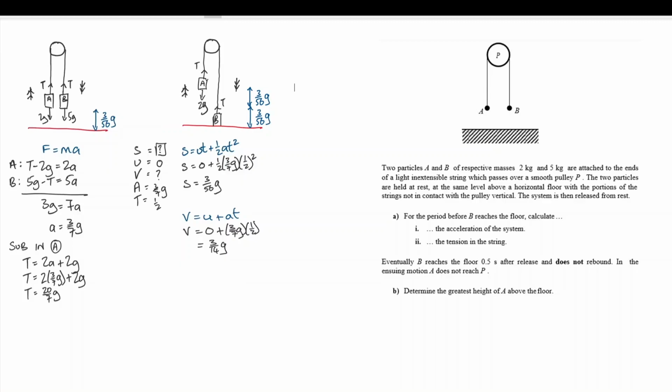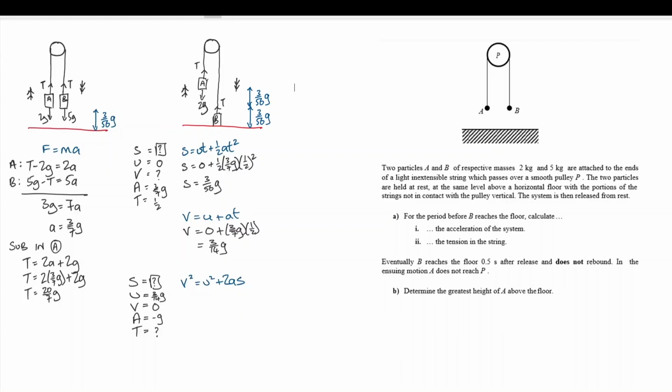Now let's focus on A as it's moving freely. We want to know the greatest height that it might achieve. So, initial velocity, 3 over 14g. We're looking for the displacement. V equals 0, acceleration, trying to make sure we're staying in terms of g, is negative g. The formula to use, v squared equals u squared plus 2as. Substitute in what we know.